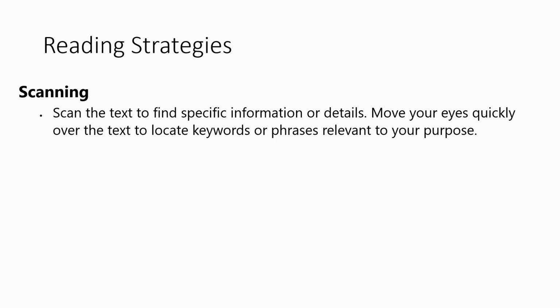Next one is scanning. Scan the text to find specific information, details. Move your eyes quickly over the text to locate keywords and phrases relevant to your purpose. So this is a comparatively more detailed strategy. In this strategy, you go for some information, so go for details and try to find the keywords.